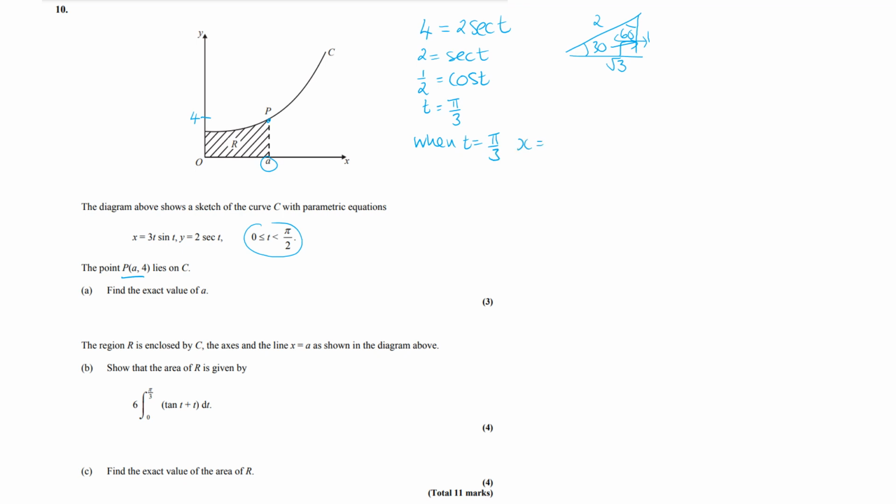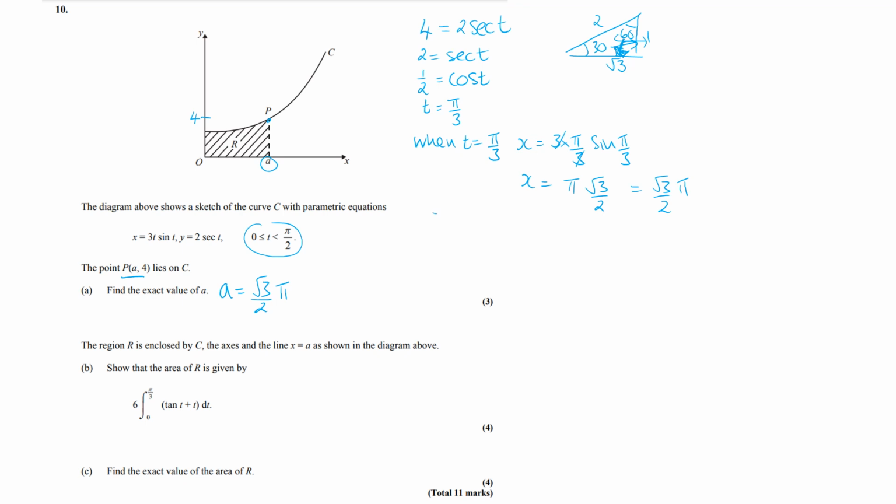So x is going to equal 3 times pi by 3 sine of pi by 3. So sine 60 is going to be the opposite, root 3 over 2. So x is equal to, these 3's will cancel, pi times root 3 over 2. So you might just write that as root 3 over 2 pi. So that is going to be what a is. Root 3 over 2 pi.